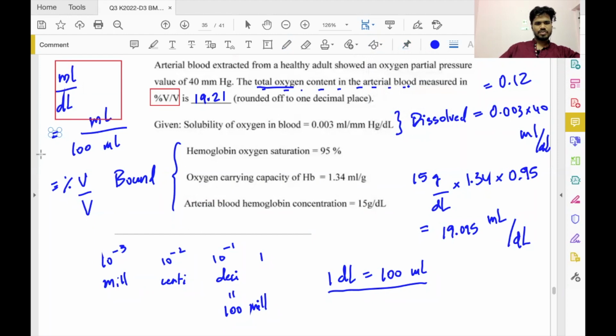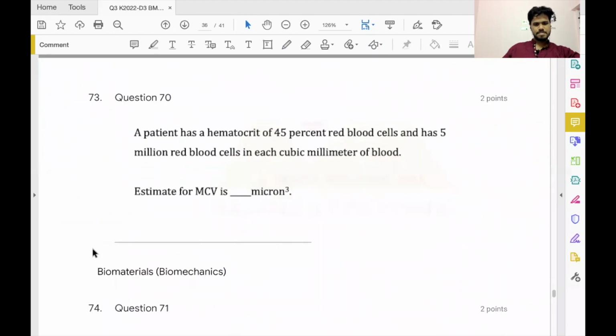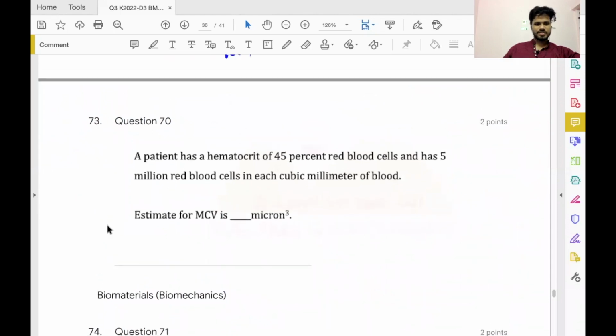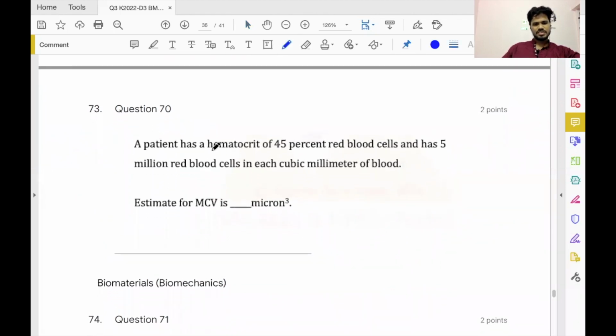Okay. A few other questions I'll quickly brush through, because we need to know a couple of things here. Hematocrit is percentage of RBCs. In 1 cubic millimeter, we have like 5 million RBCs. Okay. MCV is mean corpuscular volume, or roughly what is the volume of an RBC? Mean cell volume or mean corpuscular volume.